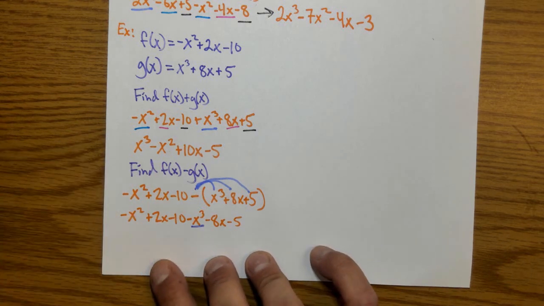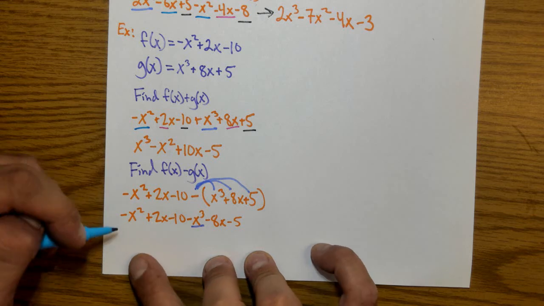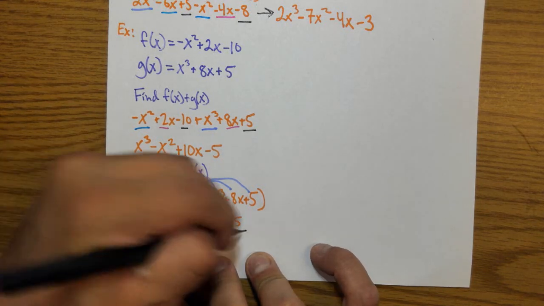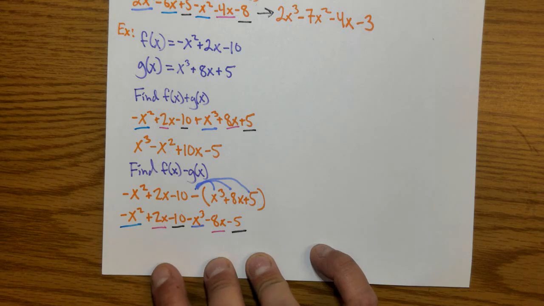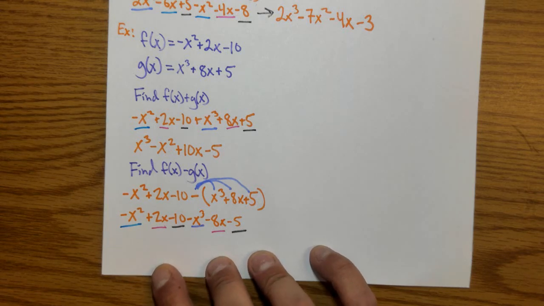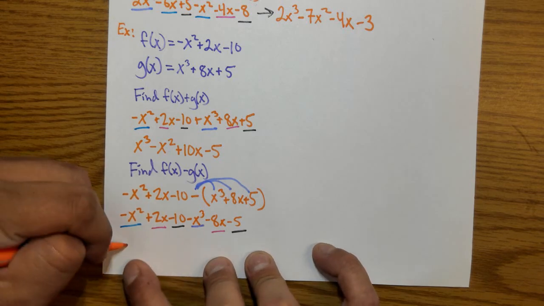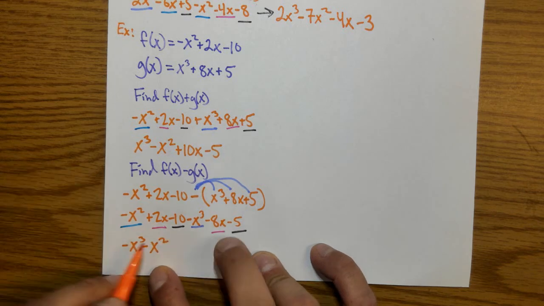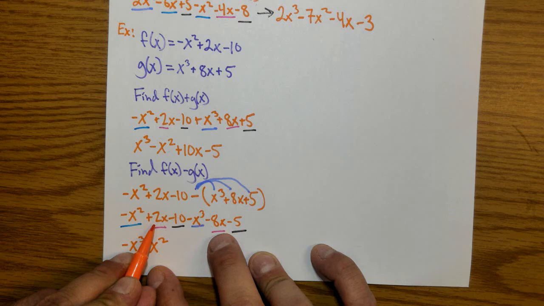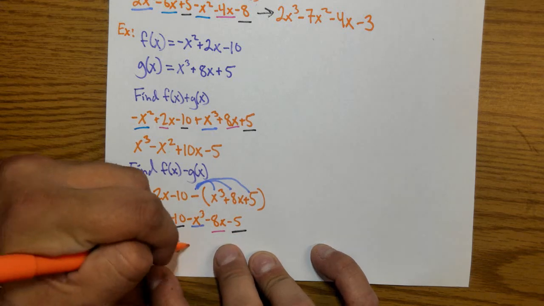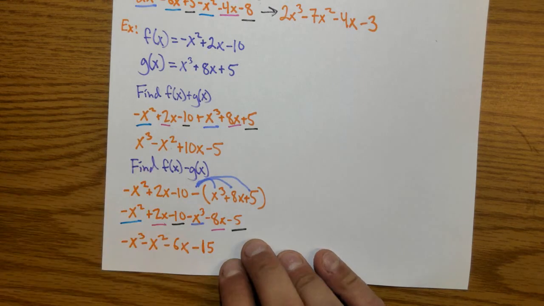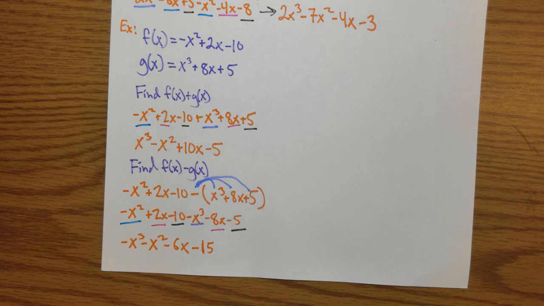So again, we only have one x cubed term, we only have one x squared term, and then we have the two linear terms and the two constants. And again, you always want to write the highest power term first. So we're going to have a negative x cubed. Notice there's that negative out front. Then minus x squared. Then combining 2x and negative 8x gives negative 6x. And then negative 10 minus 5 is negative 15. So that's the difference of f of x and g of x.